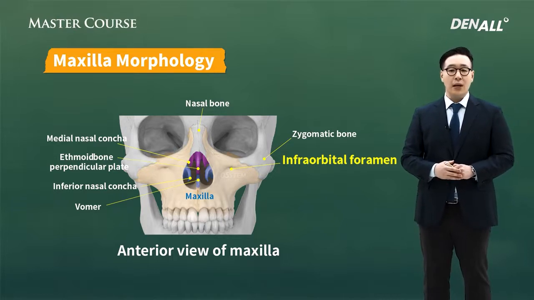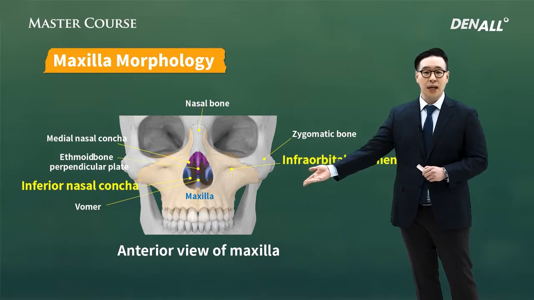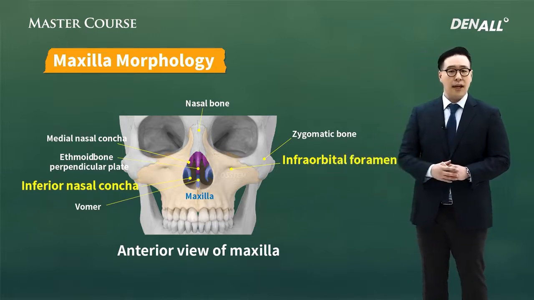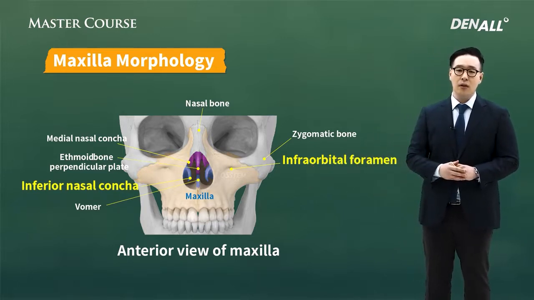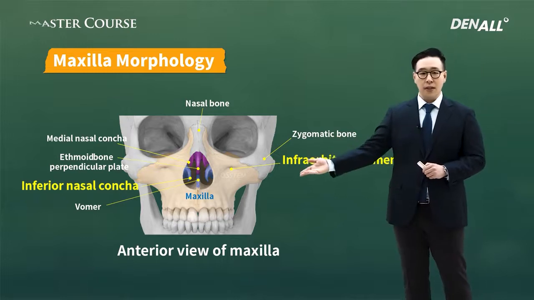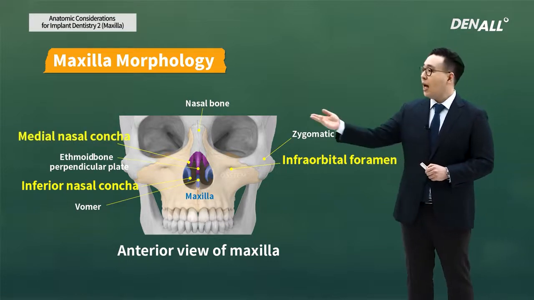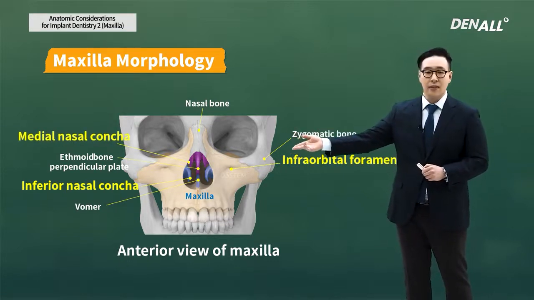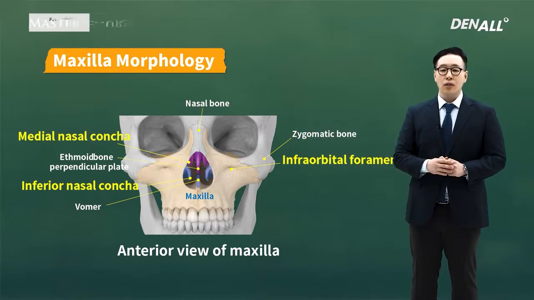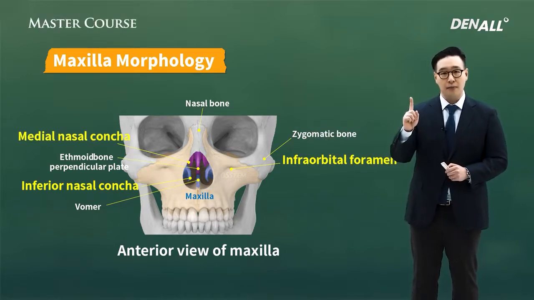Through the nasal cavity, the middle and inferior nasal concha can be seen. This concha is also called turbinate, and this will be explained more when we talk about sinus. The inferior nasal concha forms the medial wall of the sinus, and the middle nasal concha is above that. It's where the ostium opens, so anatomically it's a very important area.